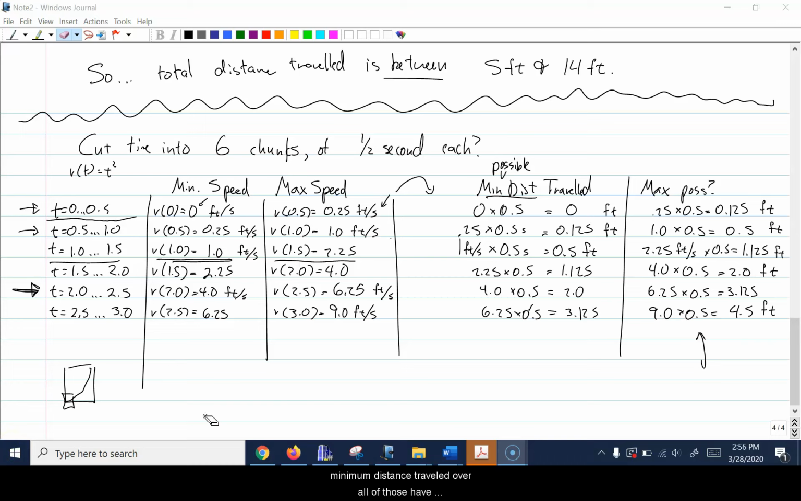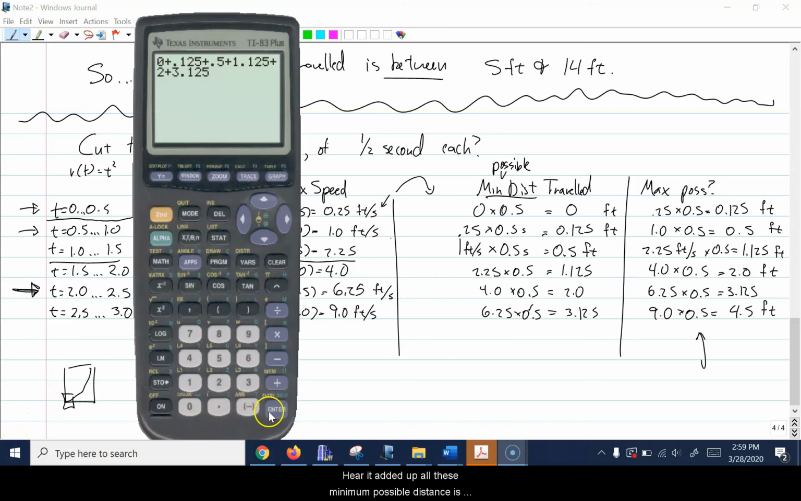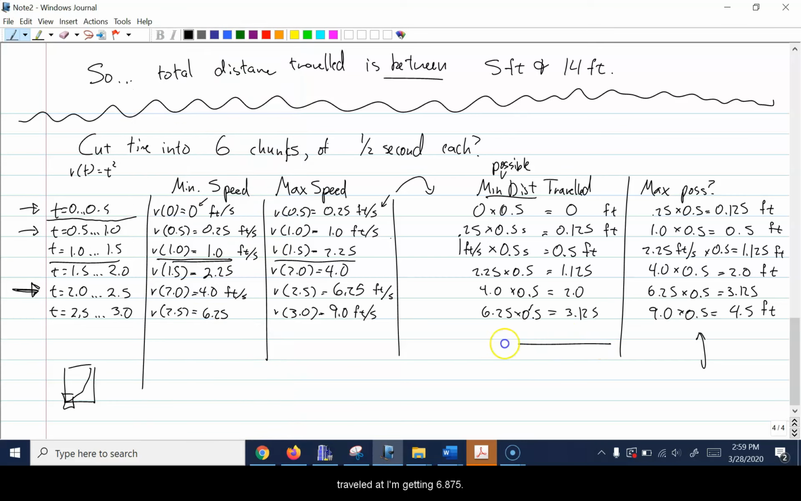So now we want to add up these columns. Adding up all the minimum distances traveled over all of those half seconds will give us the minimum distance the fly traveled in the total 3 seconds. Adding up the maximums will give us the maximum it could have traveled. So here I've added up all these minimum possible distances traveled, and I'm getting 6.875.